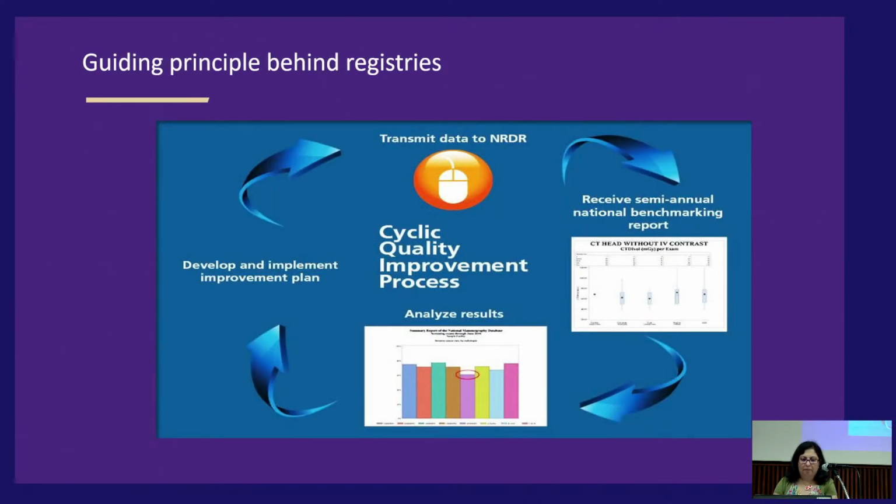So what is the guiding principle behind registries? Why are we so interested, right? It's really a cyclic quality improvement process where you're sending data to a registry, you're getting reports on how you're doing compared to the rest of the country, you're analyzing your result, and then you're making changes to optimize your protocols. If you're higher in dose, you're going to adjust your protocols to reduce your dose. If you're low in dose, also you need to optimize because maybe you're too low in dose and you're missing some clinical assessment. So it's important to keep the balance on both sides, high as well as low dose.